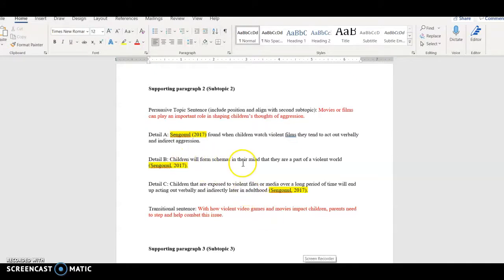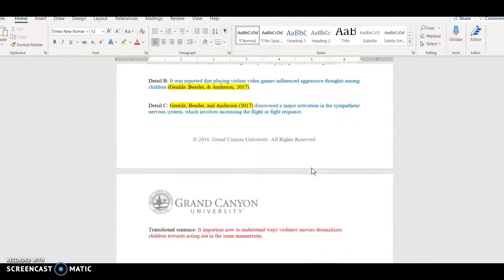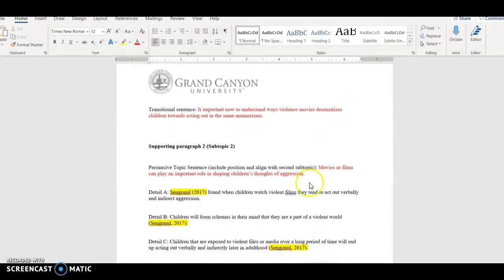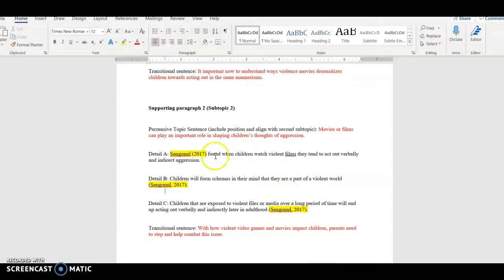Children will form schemas in their mind that they are part of a violent world. It's found that when children watch violent films, they tend to act out verbal and indirect aggression, which means they may not be shooting somebody, but they're acting out aggressively, like maybe arguing more often. So that's very important to have known as part of how it immunizes children towards violence. Okay. And so I have that here.